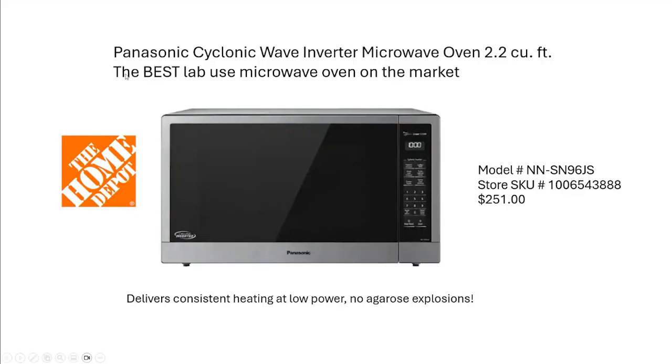I recommend this microwave oven because if you set it at level 2, it will deliver 20% power for the entire time consistently. It's used by chefs who are serious about cooking professionally. And this is the only one I've seen on the market that does this, the Panasonic cyclonic wave inverter microwave oven, that I strongly recommend for boiling agarose.